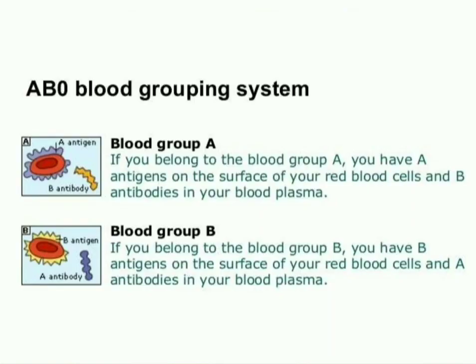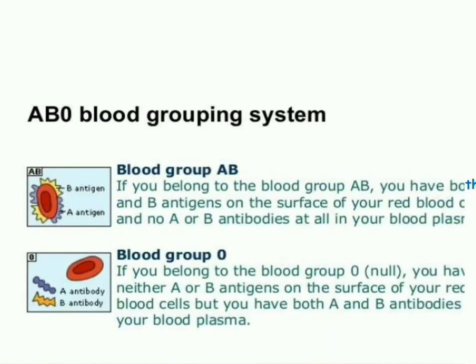Now we can see here, if you belong to blood group A, you have A antigen on the surface of your red blood cell and B antibodies in your blood plasma. Similarly, if you belong to blood group B, you have B antigen on the surface of your red blood cell and A antibodies in your blood plasma. This we are talking about according to Landsteiner law.